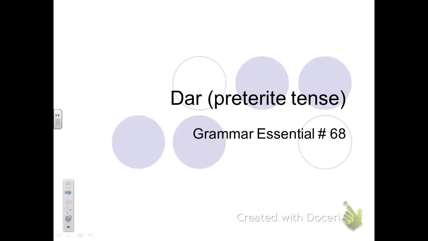We're going to cover two different verbs today, and the reason we're going to do two is because they basically conjugate exactly the same. All right?